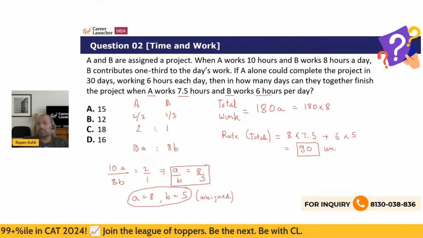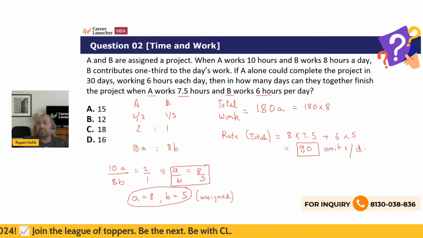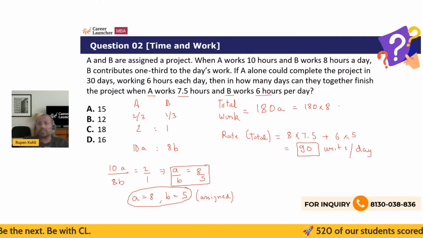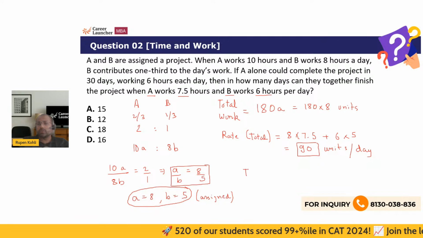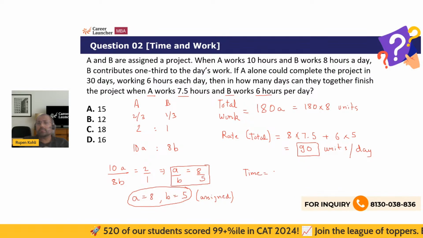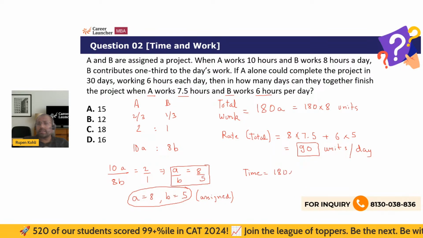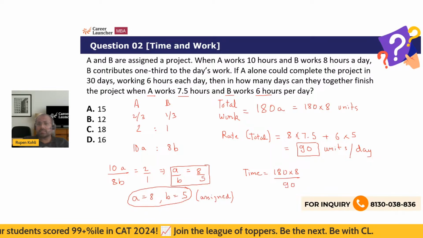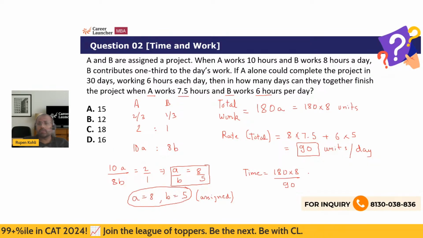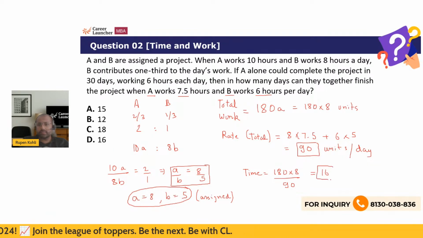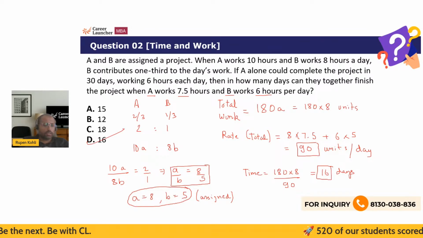This is the work done per day. We have calculated the daily work rate, right? And this is the total units of work that is there to be done. So what will be the time that will be taken? Total work upon total rate. So 180 into 8 over 90, which is coming to be, 90 cancels, 2 into 8, 16. In 16 days, the work can be finished, right?